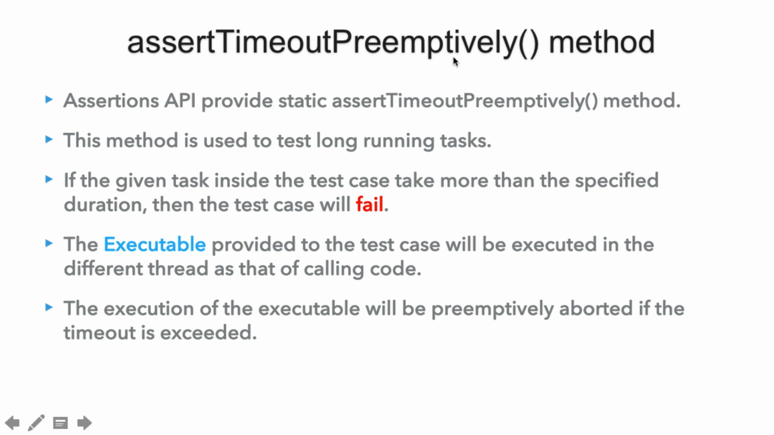But in assertTimeoutPreemptively, what happens if we have provided a duration of say 1 millisecond and the executable takes 10 milliseconds to run? As soon as 1 millisecond is reached, the execution of the executable is preemptively aborted. So our failure result doesn't have to wait for 10 milliseconds to get displayed on the JUnit console. As soon as 1 millisecond is exceeded, the execution is aborted. So this is one advantage of assertTimeoutPreemptively over assertTimeout.